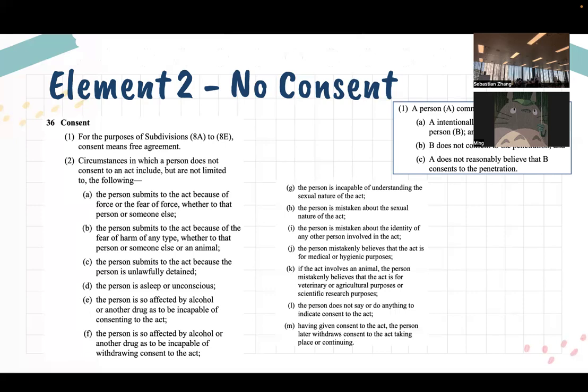Then this H will be relevant. Oh yeah, J will be relevant. Mistakenly believed that the act is for medical purposes or hygienic purposes.